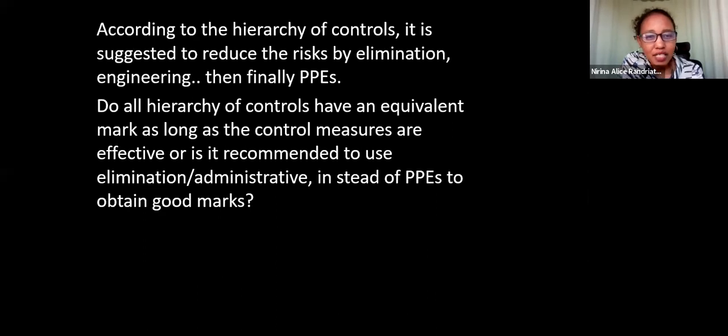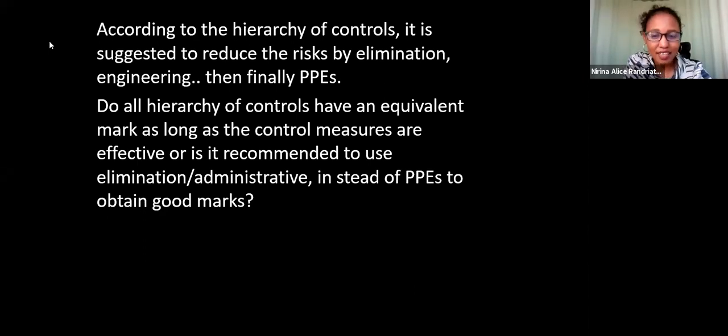Okay, next question. According to the hierarchy of control, it is suggested to reduce the risk by elimination, engineering, then finally PPEs. That's correct. Using the hierarchy of control, it tells us that we always need to start with the most effective controls and leave PPE as the last resort. But the question is, do all hierarchy of controls have an equivalent mark as long as the control measures are effective? Or is it recommended to use elimination or administrative controls instead of PPEs to obtain good marks?